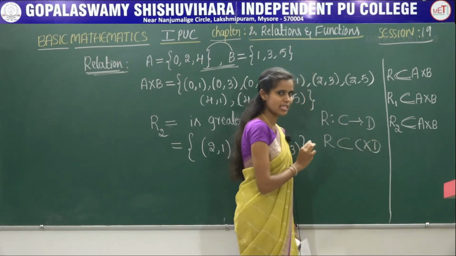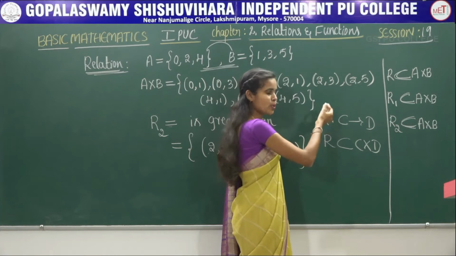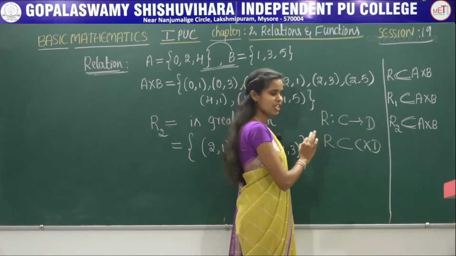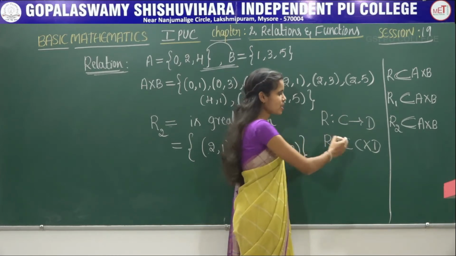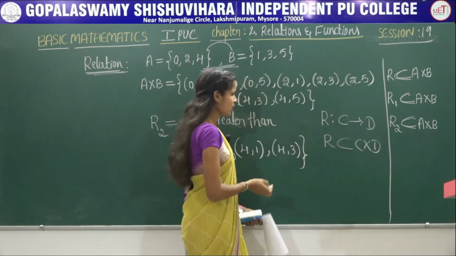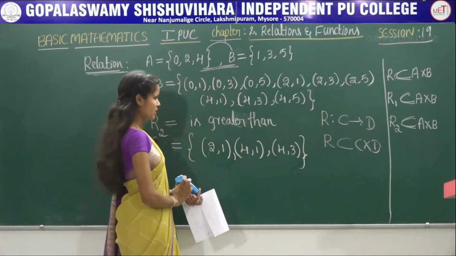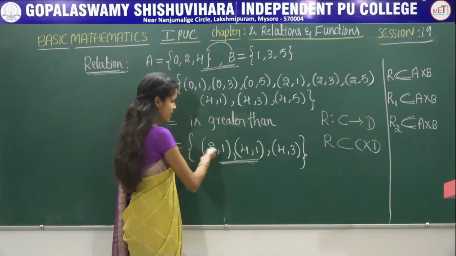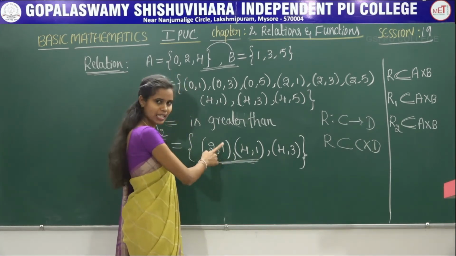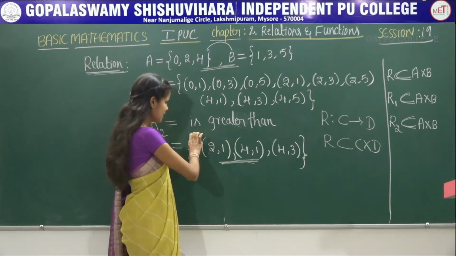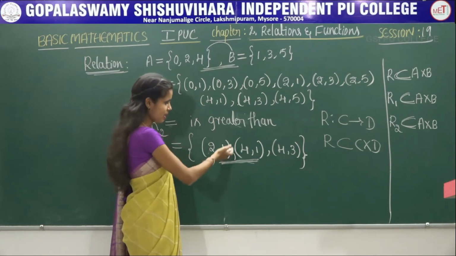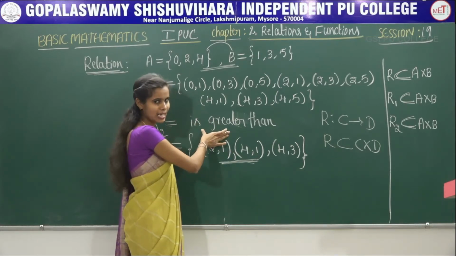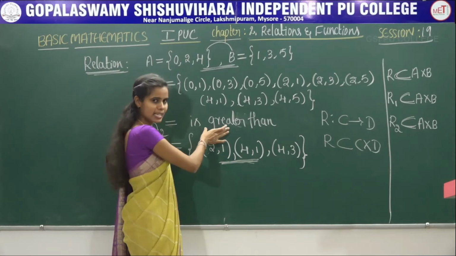So a relation means a relation is defined from 2 non-empty sets, in general we call them A and B. Then first condition, it must be a subset of the Cartesian product and it contains some ordered pairs. Here observe, out of 9 elements only 3 elements. The relation R2 contains only 3 elements. So first condition, it is a subset of A cross B. Then it contains some ordered pairs which satisfy the given relation or condition. Here the relation or condition is greater than.